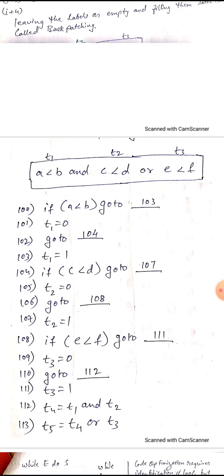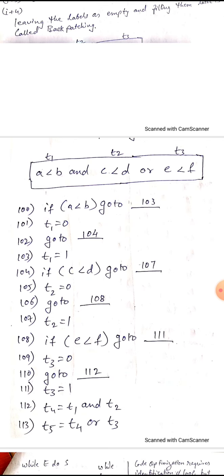Similarly, look at line number 106. If you see, go to 108, which bypasses t2 equal to 1, because it has already set t2 equal to 0. That's why it came there, right? Likewise, t3 equal to 0 is set, and then go to 112. So it will bypass t3 equal to 1, which is at line number 111, and then continue from that point. So this is how the intermediate code is generated.